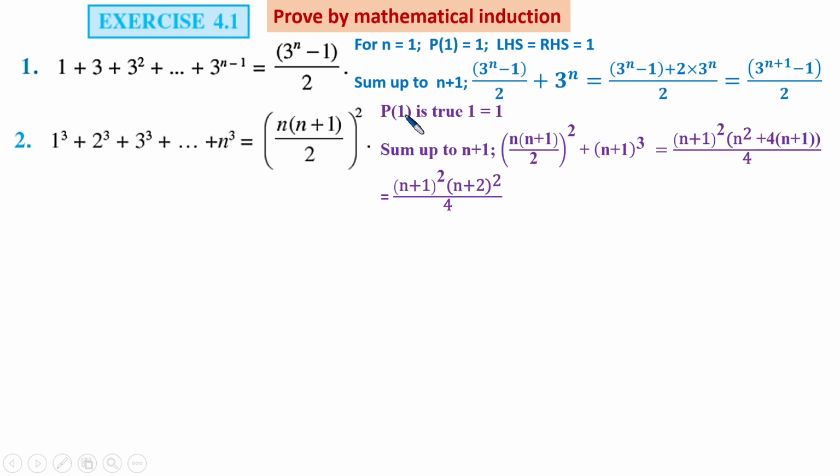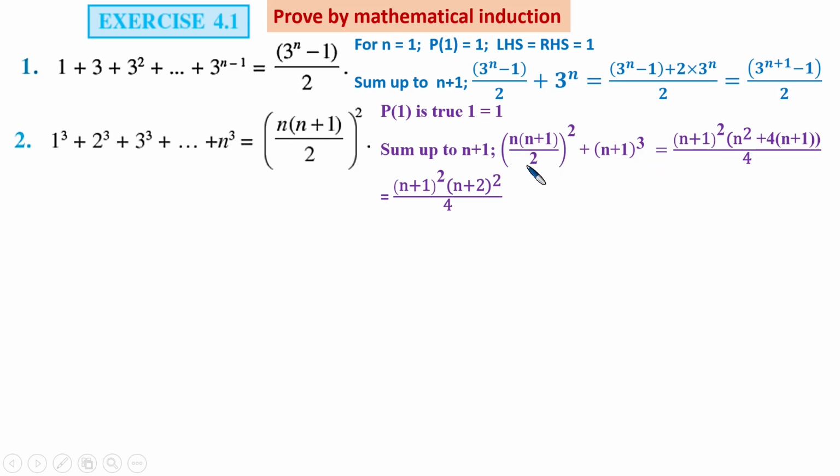So how does it help you? Again p(1) is true, because for n equal to 1 it is 1 into 1 plus 1 is 2, into 1, 2 by 2 is 1, 1 square is 1. So this is true. Then of course this is true because this is a given thing: they want you to prove that this is true, so you assume that it is true. Now you add the n plus 1 term. So the whole term is this term which is given to you plus n plus 1 the whole cube.